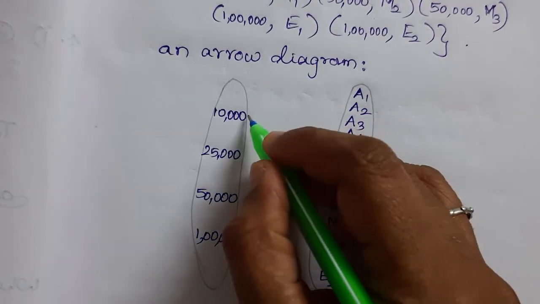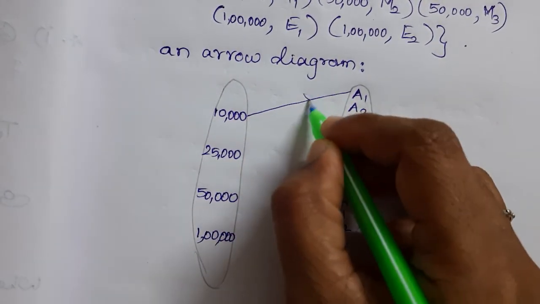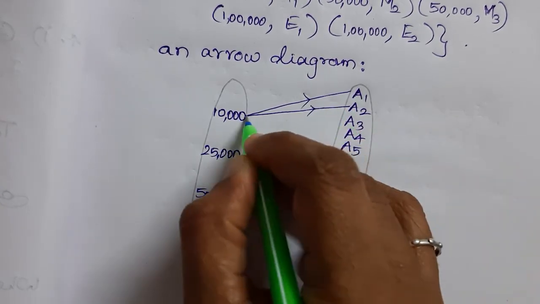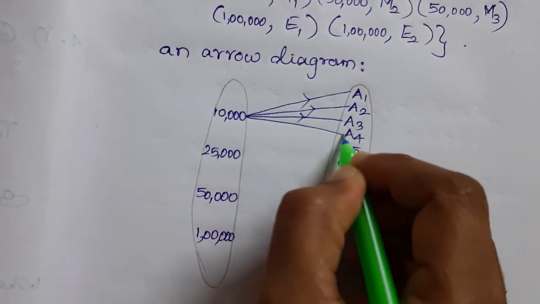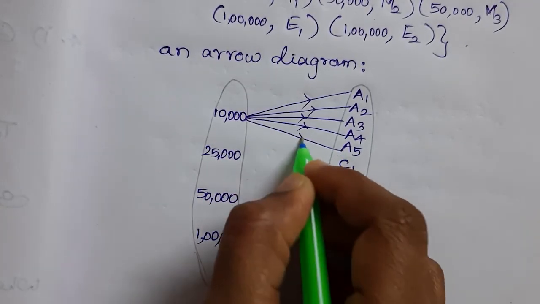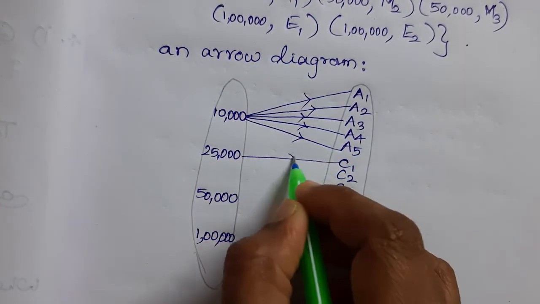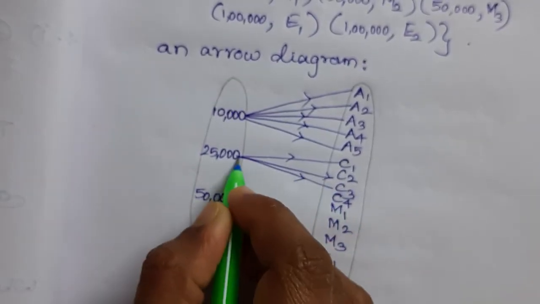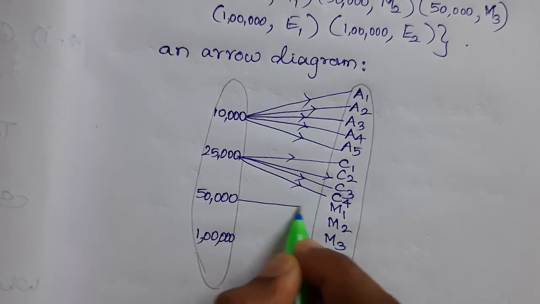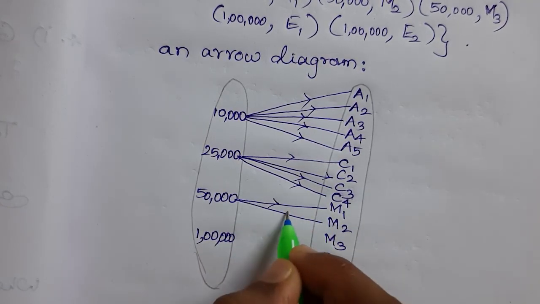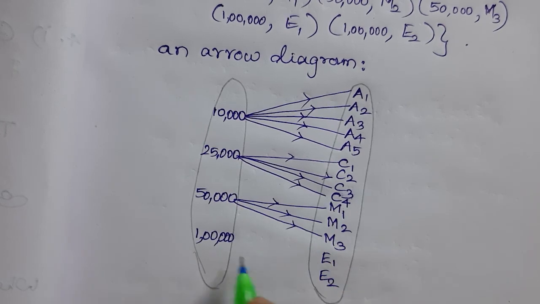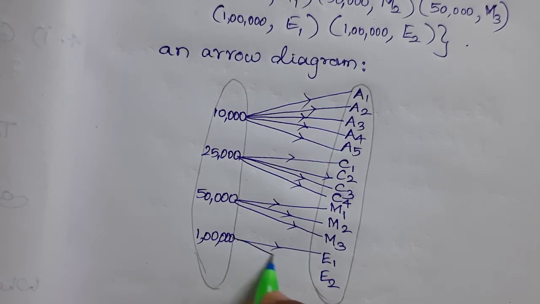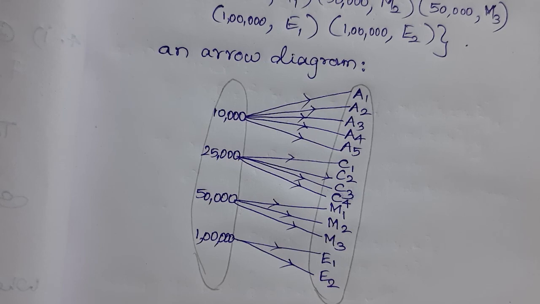Now just relate them. It is 10,000 for A1, A2, A3, A4 and A5. 25,000 salary is for C1, C2, C3 and C4. M1 is 50,000 and 1 lakh is for the executives. So we have found the relation and we have drawn an arrow diagram for the respective relation.